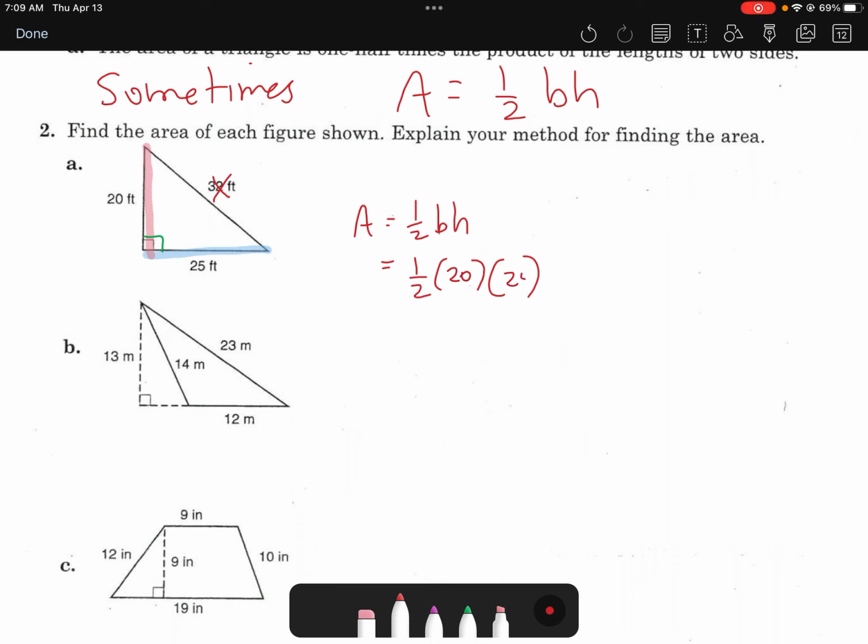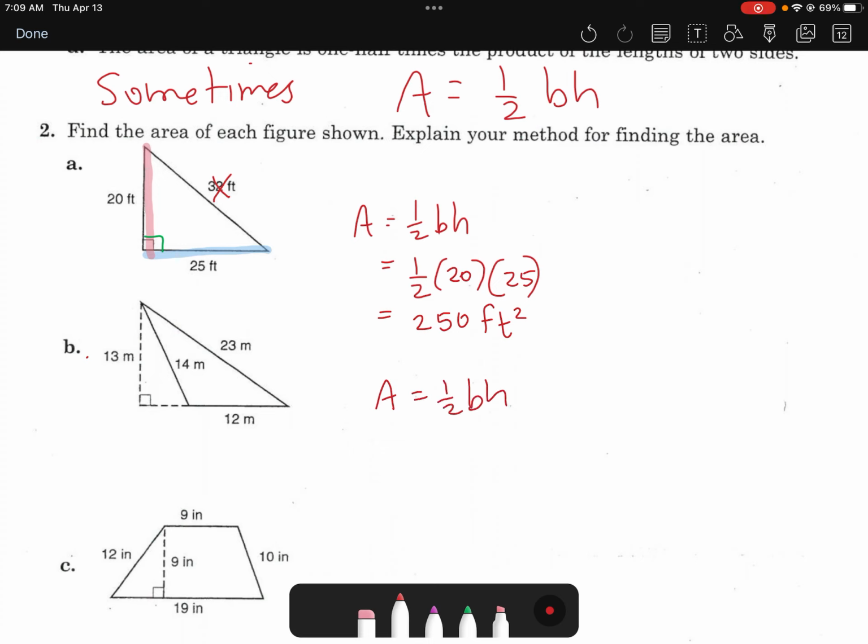We're going to multiply 1/2 of 20 times 25. And that's one we can do in our head. 1/2 of 20 is 10. 10 times 25 is 250. Part B, again, it's a triangle.